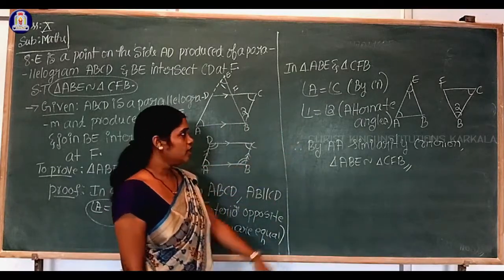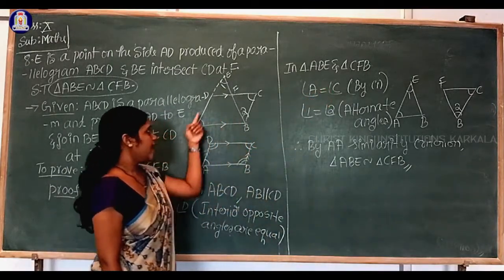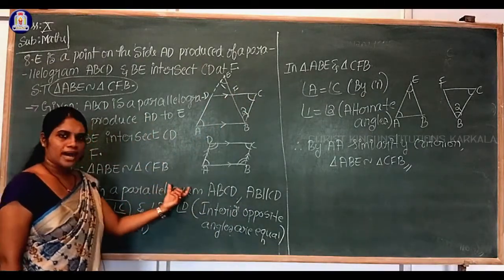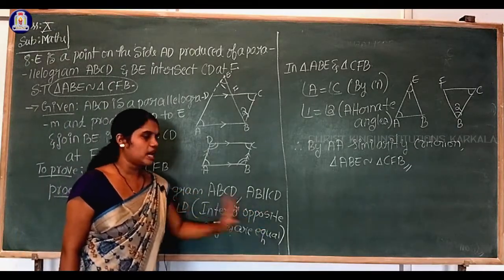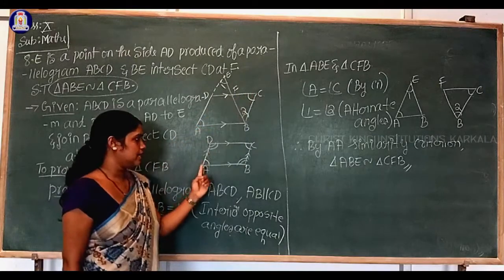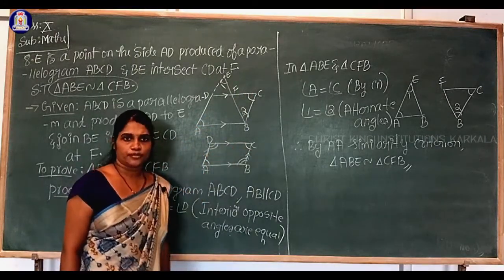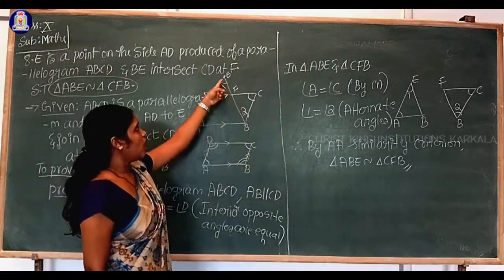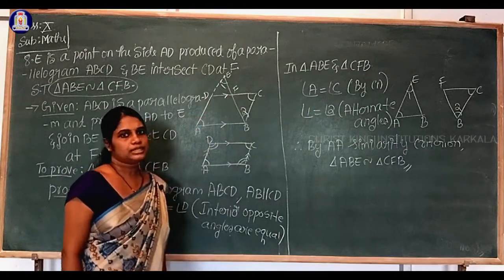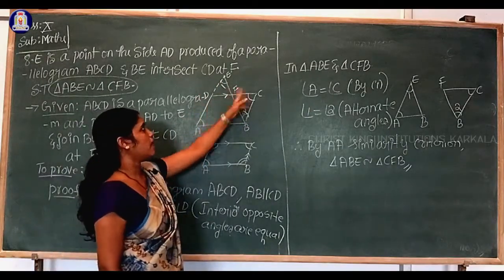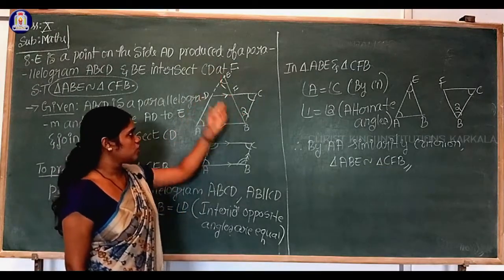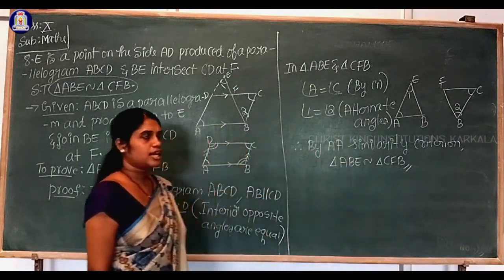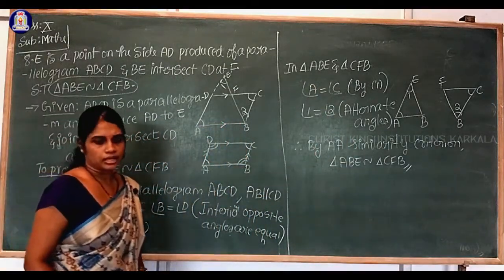Once you recall here, angle A is equal to angle C. Why is angle A equal to angle C? Because we know that in the case of a parallelogram, opposite interior angles are equal. So angle A and angle C are one pair of opposite interior angles, therefore this is equal. Also these two are alternate angles, and we know that alternate angles are equal. Why? Because AB is parallel to CD. So by using these two equalities, we can say that the given two triangles are similar.